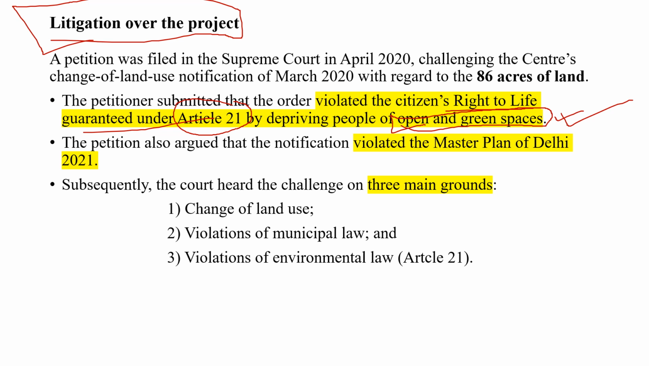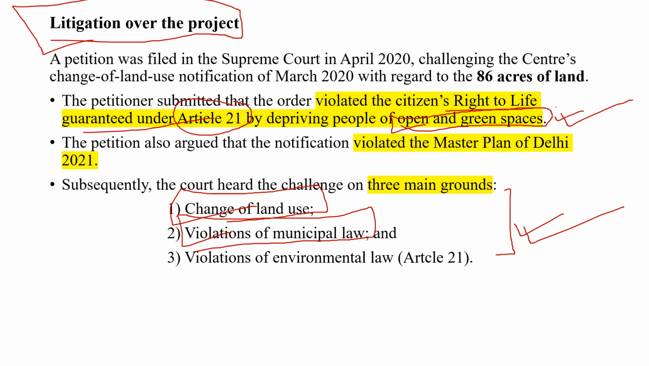So because of that, many people approached the Supreme Court, citing violation of the right to life, change of land use, and violation of municipal law. On these three grounds, the Supreme Court accepted the petition, but it ruled in favor of the central government, citing that the central government is acting in its own capacity, and the judiciary is not going to interfere in that.